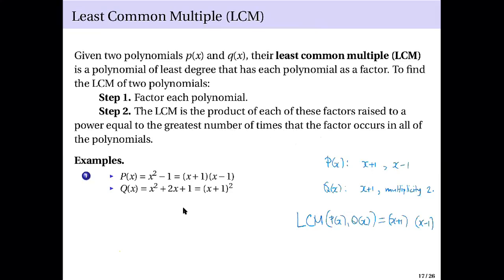X plus 1 occurs once in P of x. X minus 1 occurs once in P of x. X plus 1 has multiplicity 2 here, so x plus 1 occurs twice for Q of x. So we use that power. Okay, we use that power. So raised to a power equal to the greatest number of times, meaning we use 2 in here.